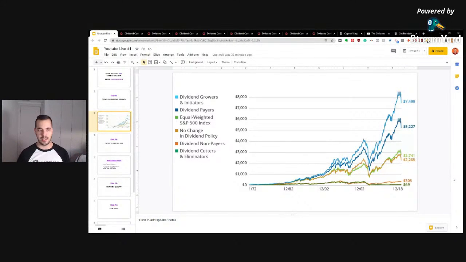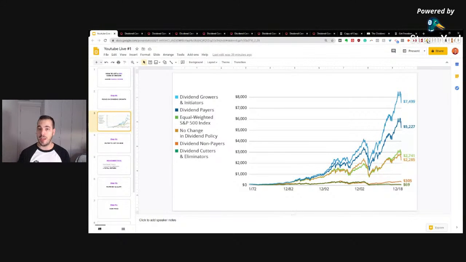What I want you to focus on, guys, is that the S&P 500 is in green. You can see green here. It ended at $2,741, I believe, for every $100 invested. So that's some phenomenal growth already. However, the blue lines are what I want you to focus on, because those are companies that pay dividends. The dark blue line is the companies in the S&P 500 that pay dividends, and it's pretty much double what the S&P 500 actually produced over those 40 years.